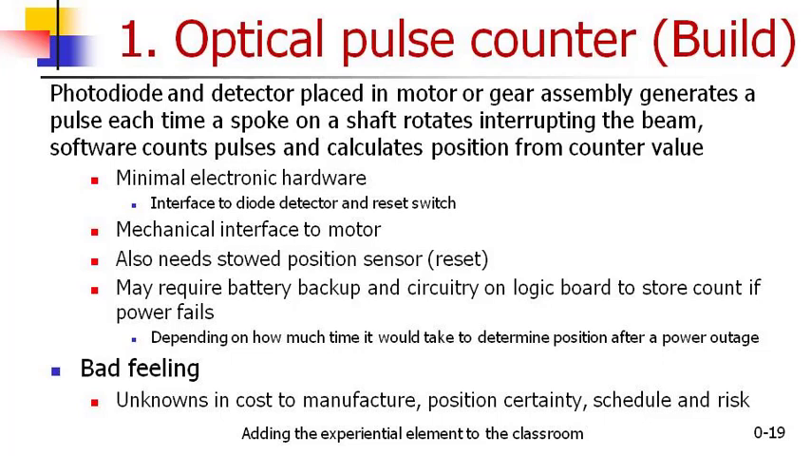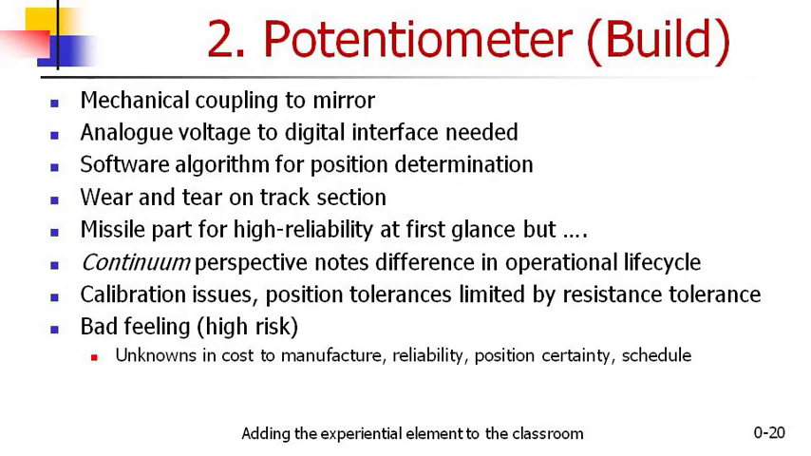Risks, there are two sets of risks here. There are the process risks, in which, could we manufacture it in time, and what about the failures once it's operating. The next one was the potentiometer, another thing that we build. It's mechanically coupled to the mirror in some way.